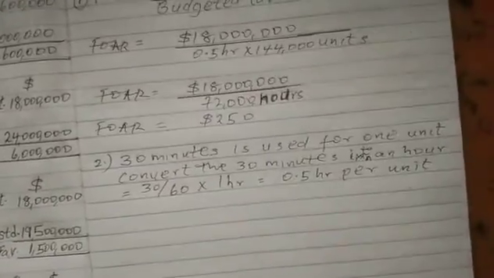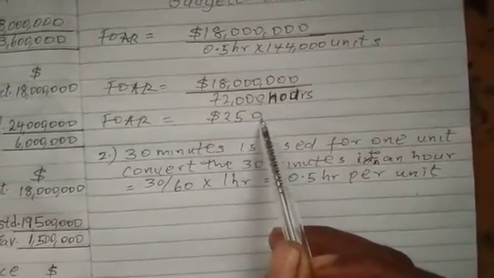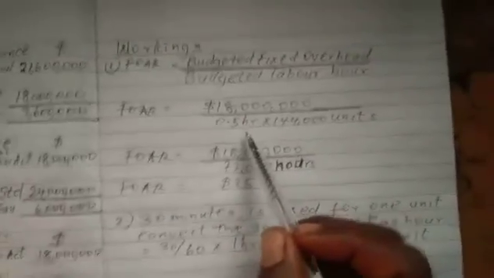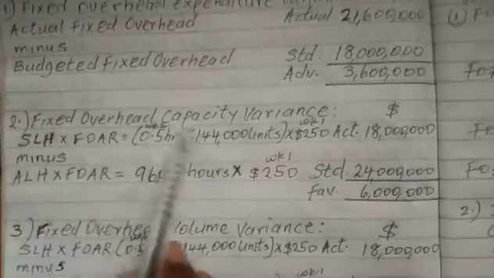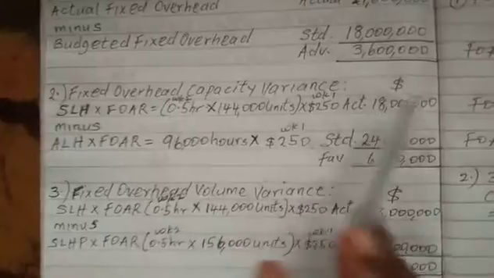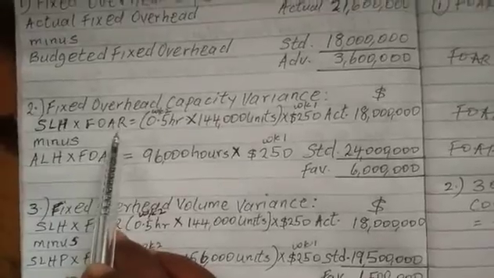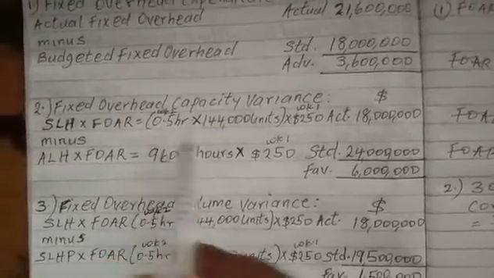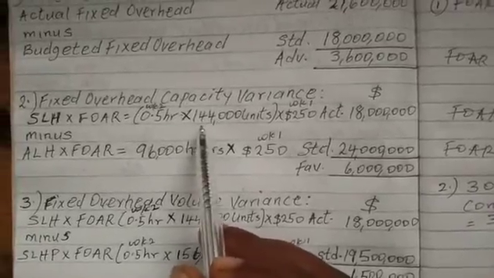So anywhere you see fixed overhead absorption rate, you have $250. And where you see standard hour, that is 0.5 hour. So let's go to number 2, fixed overhead capacity variance. Standard labor hour multiplied by fixed overhead absorption rate. Your standard labor hour is 0.5 hour, shown in working 2, multiplied by how many standard units? That is budgeted production units.